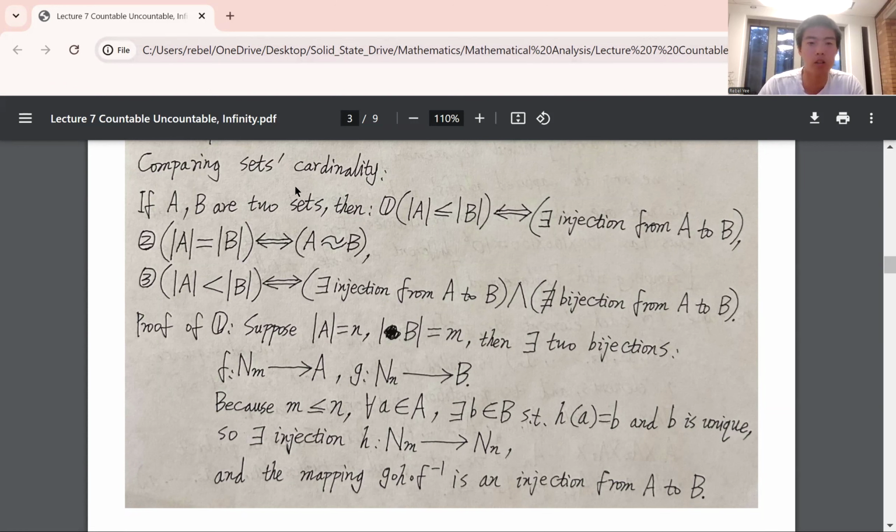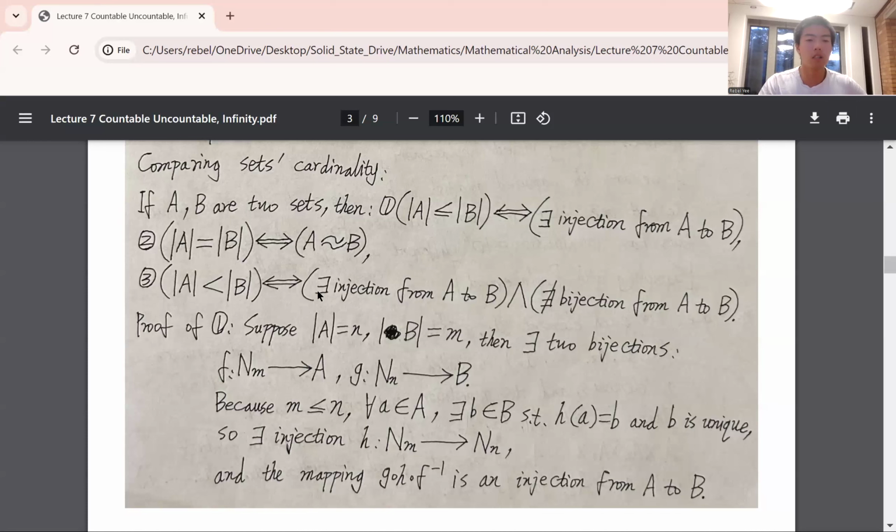There's one very common strategy, and it's a very common definition from ancient mathematicians. If we can find an injection from A to B, then we say A's cardinality is smaller than or equal to B's cardinality. And they're equal if A is equal to B's cardinality. I would say this property is not very useful, as we'll see later. And we say A is smaller than B if we can find an injection from A to B, but we cannot find a bijection from A to B.